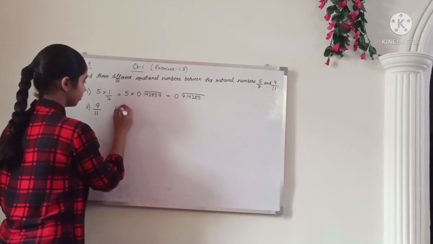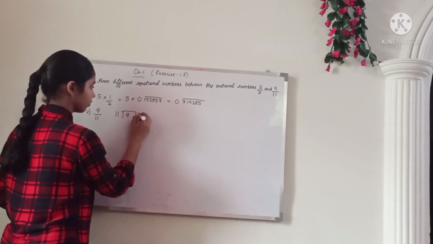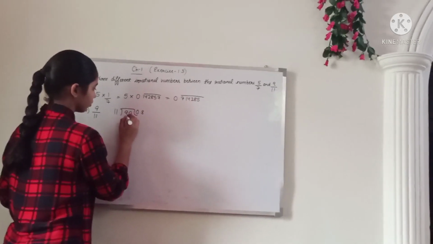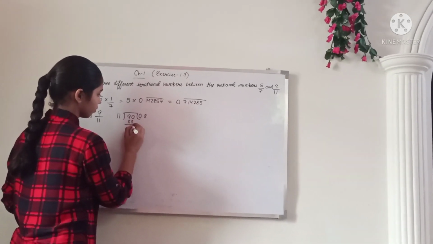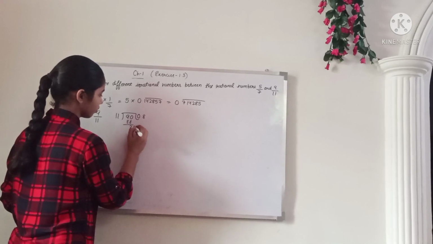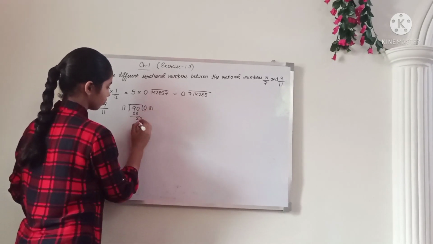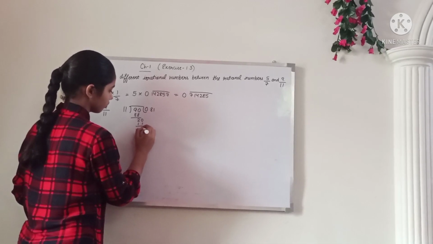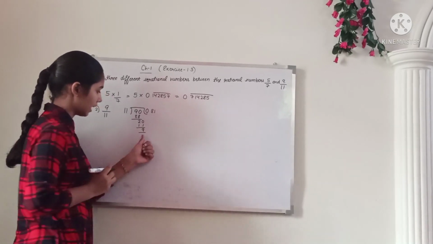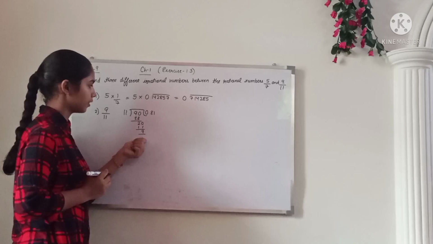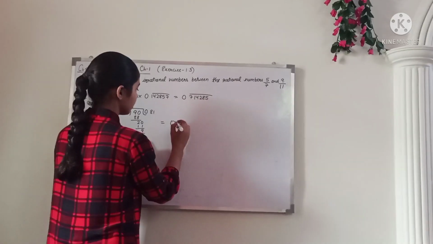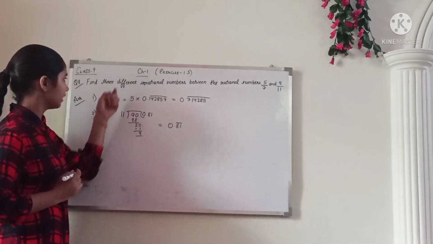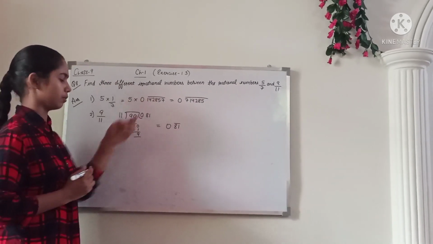Now find the decimal expansion of 9 upon 11. Let's divide it. Now 9 is coming again as the dividend. So this is 0.81. Now write the three different irrational numbers.